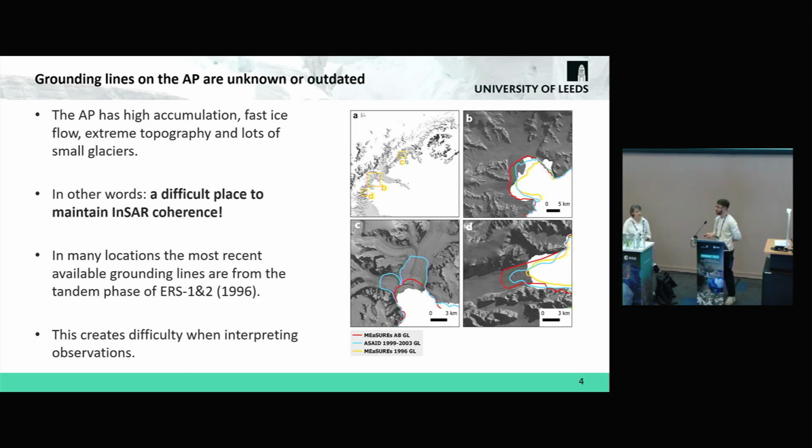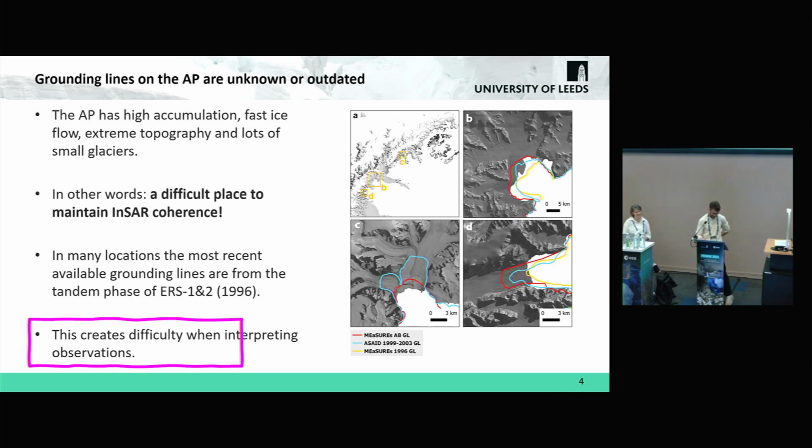Apart from outside the major ice shelves, a lot of the grounding line measurements we have are from the tandem phase of ERS-1 and 2, which is in 1996, which I was alive then, I had been born, but I don't think I could say synthetic aperture radar. So this creates a lot of difficulties interpreting measurements.